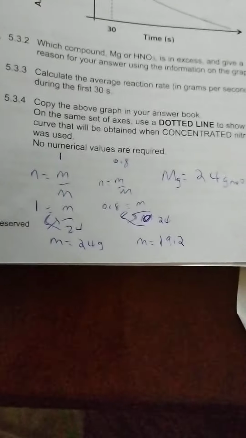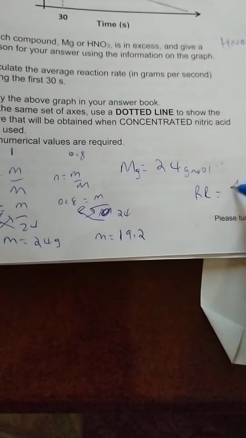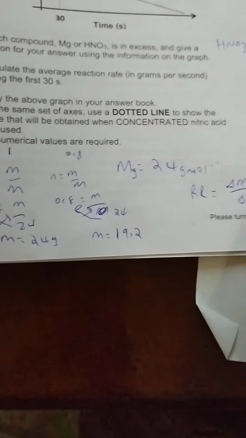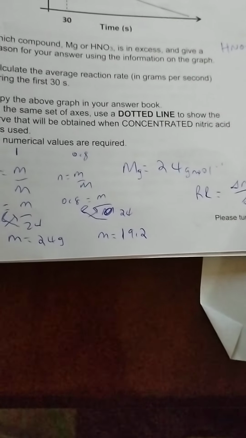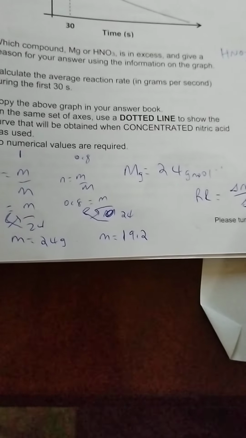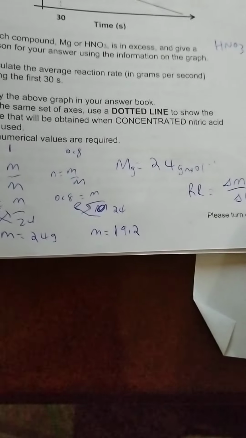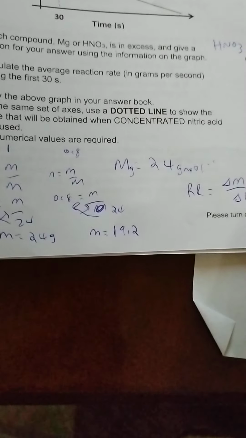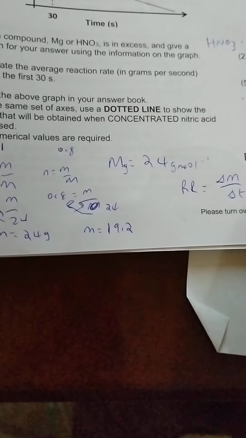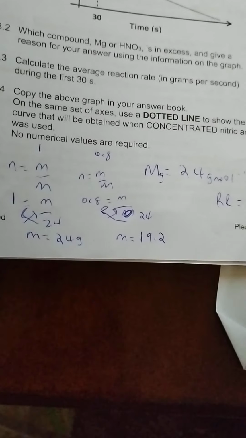Remember, the aim is to find rate of reaction. So rate of reaction, we know it's a change, so it will be change in mass over change in time. What is our change in mass? It will be final mass minus initial mass. Our final mass is 19.2, initial mass is 24. So it'll be 19.2 minus 24 over what is our final time? Remember, they're asking for 30 seconds, so 30 seconds minus initial, which was 0.